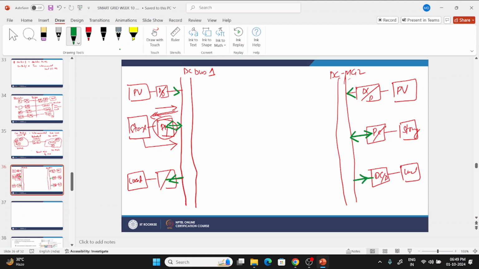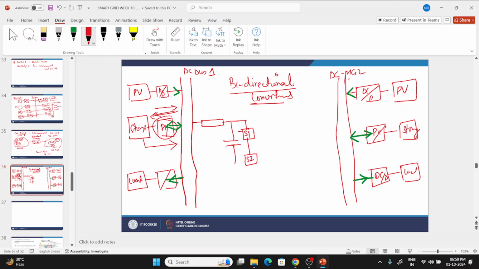Now comes the main part, how we are going to connect. As I said, we are going to connect it through the bi-directional converters. Okay. So basically, we are going to connect switches in this. Let's say this is switch 1, this is switch 2, this is switch 3, this is switch 4. Okay.